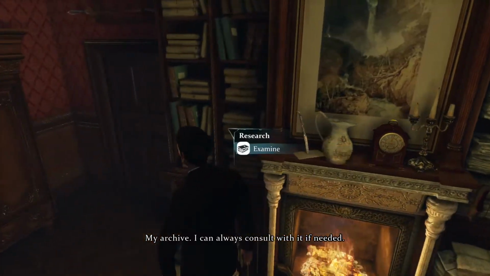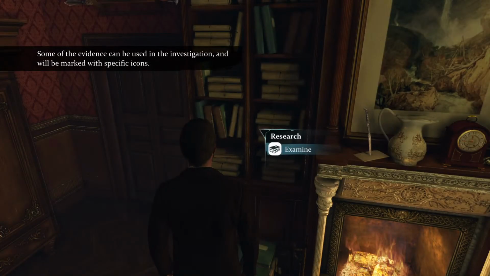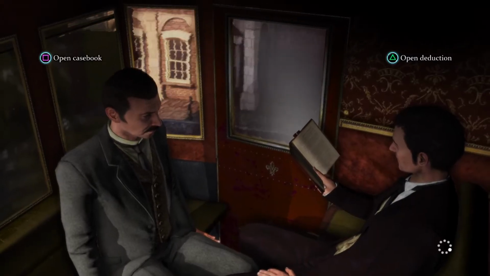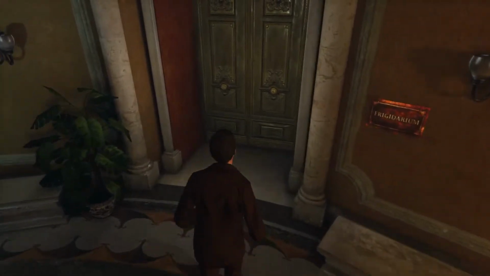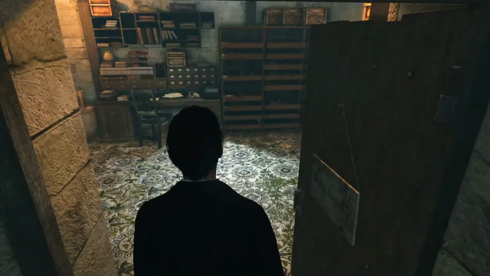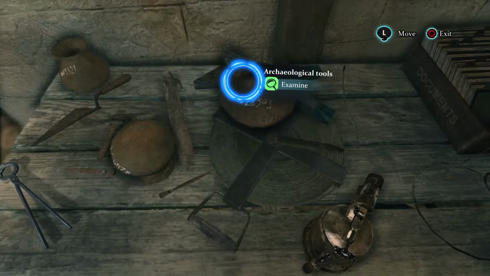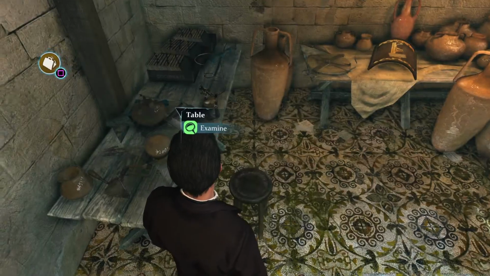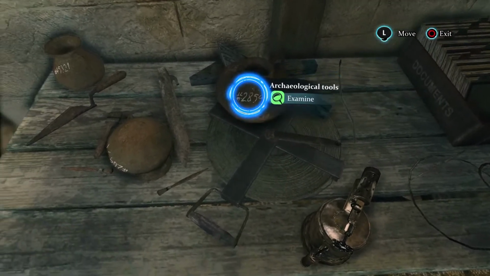My archive. I can always consult with it if needed. Tools used by archaeologists in their research. Tools used... I will need these tongs.